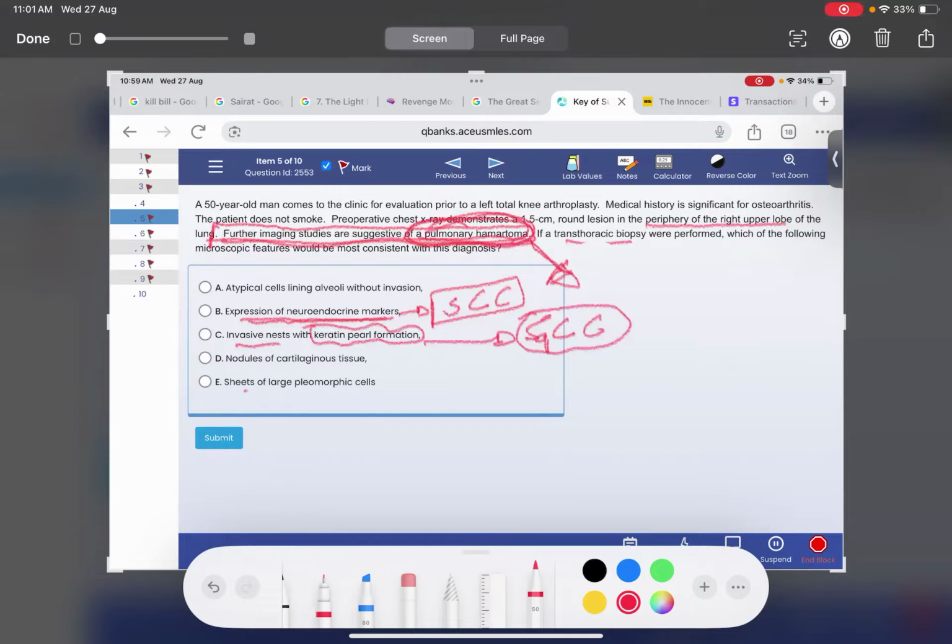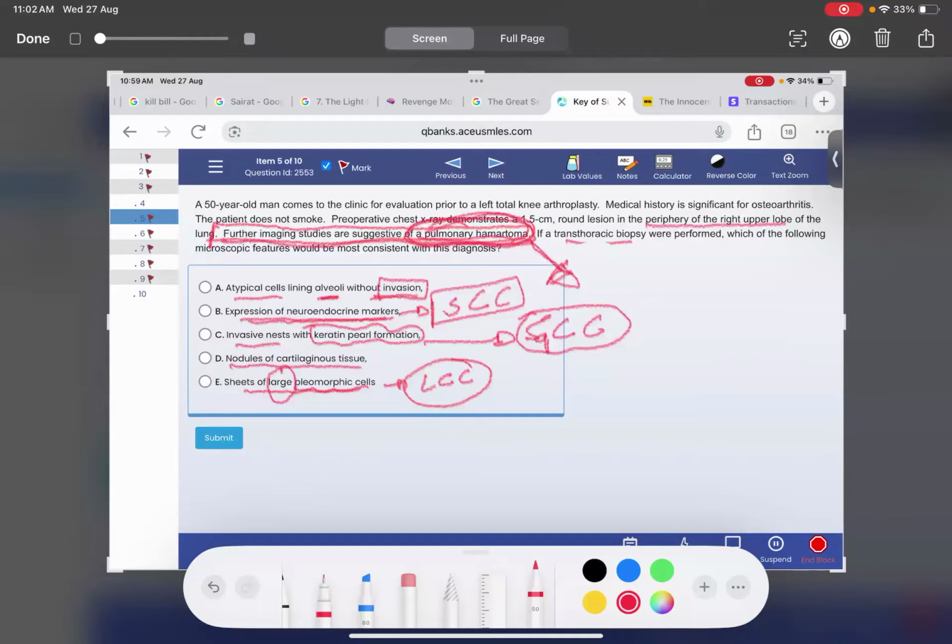Sheets of large pleomorphic cells is large cell carcinoma. Perfect. So, atypical cells lining the alveoli without invasion. And nodules of cartilaginous tissue.